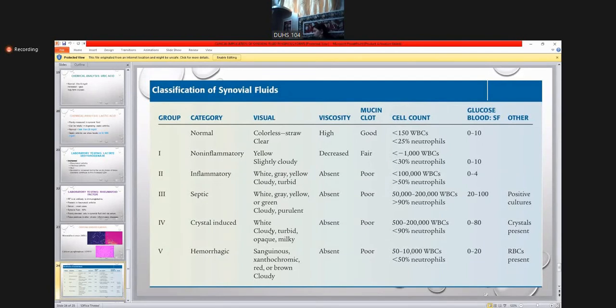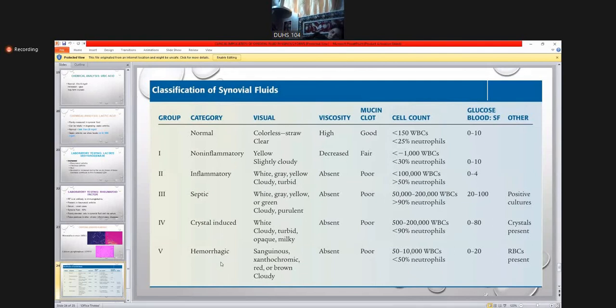Okay, then in crystal-induced, there will be a white, cloudy, turbid, opaque, milky appearance. In this also viscosity is absent, mucin clot is poor, and 500 to 200,000 WBCs are present, and less than 90% neutrophils are present, and the blood glucose level is between 0 to 80, and crystals would be present.